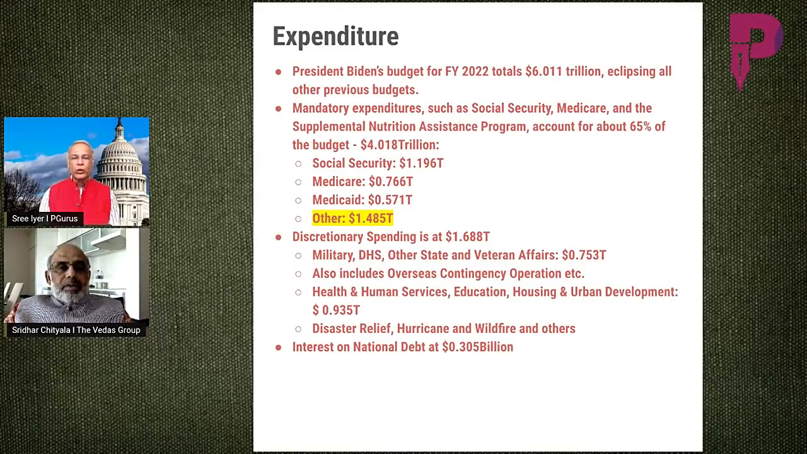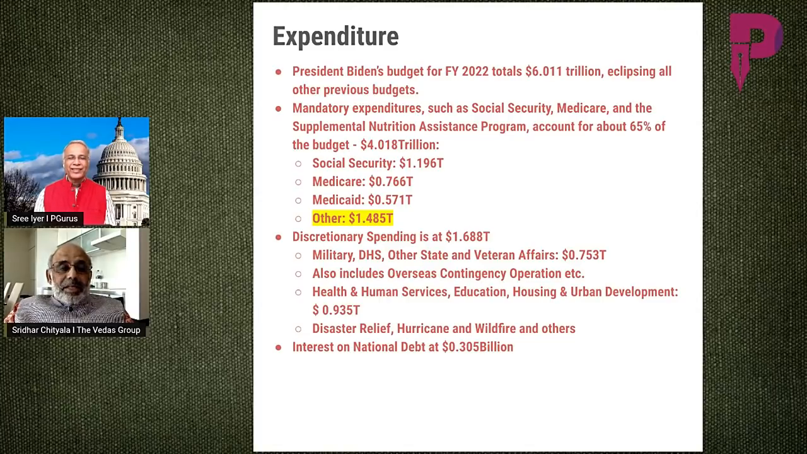And now let's take a quick look at expenditure. Sridhar ji, 6 trillion, there are no big surprises. I guess the one big thing I see there is other, which is marked in yellow. I would like to know what that other is.